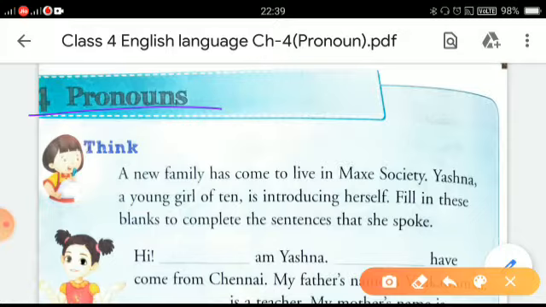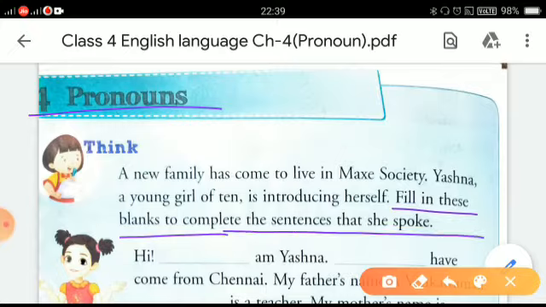Now let's begin the chapter with an exercise. A new family has come to live in Meg's society, and Yashna, a girl of 10, is introducing herself. Now she is introducing herself and she is saying something, and we have to fill in these blanks with the help of some pronoun words to complete the sentences that she spoke while she was introducing herself.